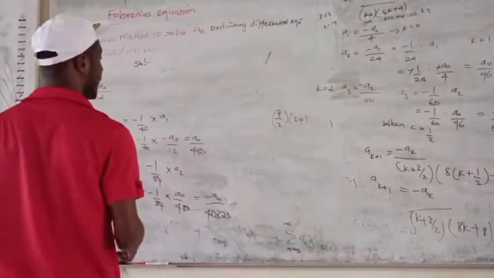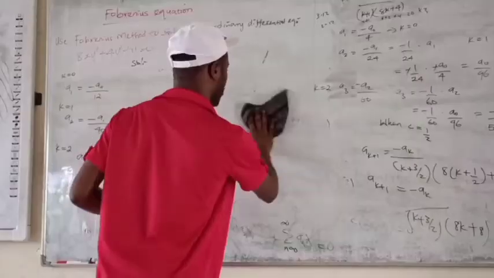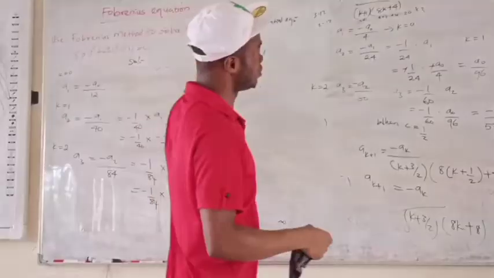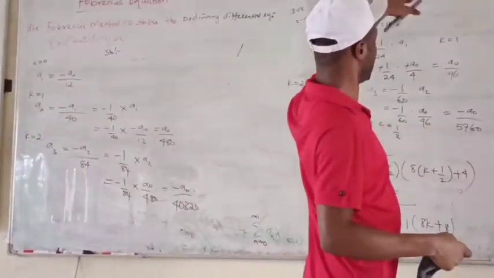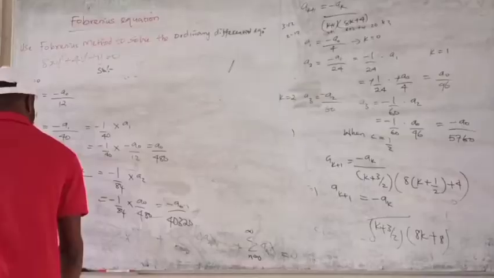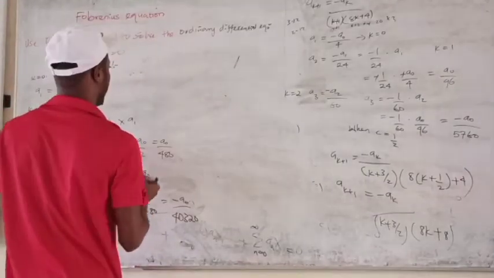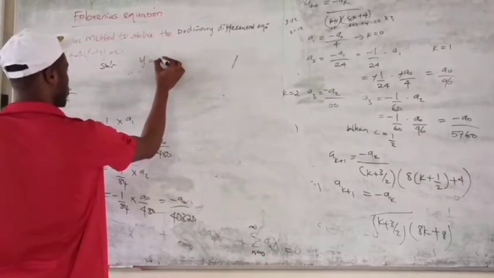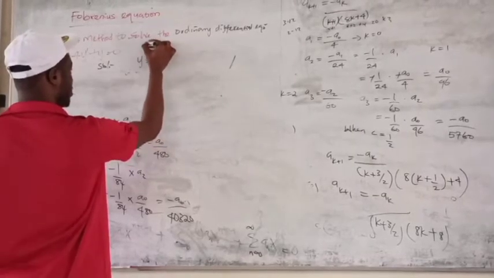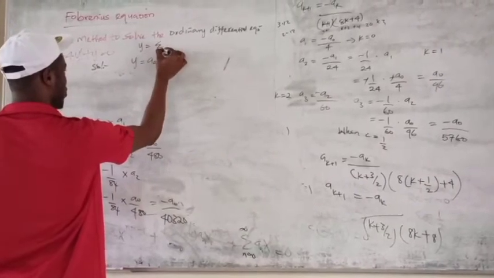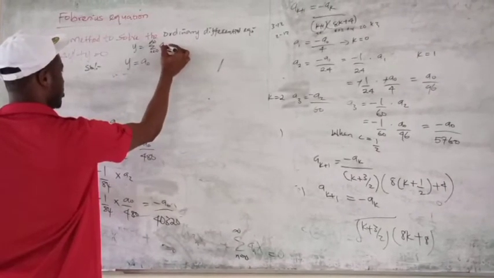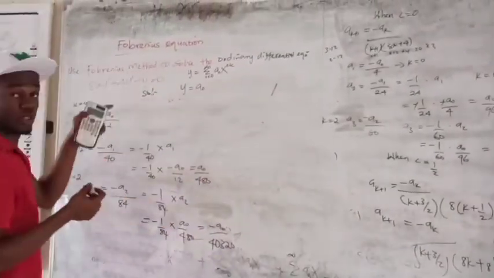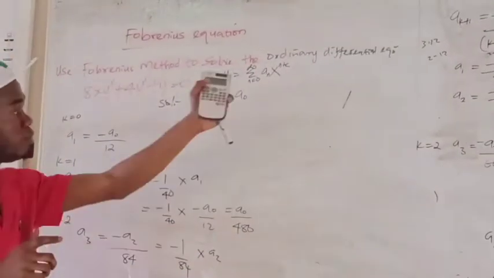So the total solution becomes, since I have solutions for c equals 1/2 and c equals 0, we know that the general solution of our y should be y equals the summation from n equals 0 to infinity of a subscript n x raised to the power of n plus c, which is the Frobenius summation. This is the Frobenius summation.